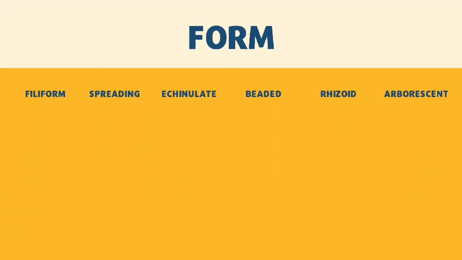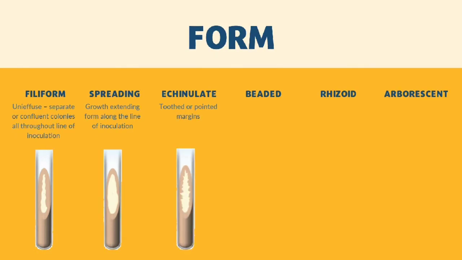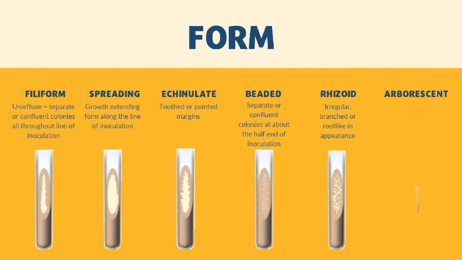Form. Form of agar slants can be filiform, which characterizes growth along the line of inoculation. Spreading, in which growth extends along the line of inoculation. Echinulate or pointed margins. Beaded, which has separate colonies. Rhizoid, a root-like structure, or arborescent, a tree-like growth.